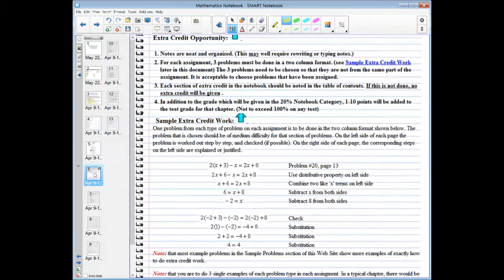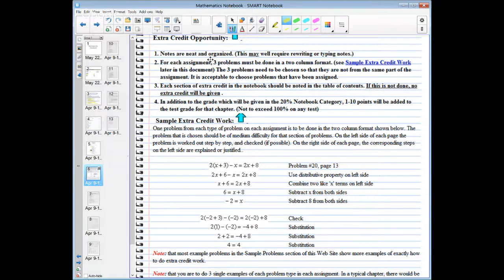Okay, so what I've talked to you about until now is required by everyone. Extra credit, there's an extra credit notebook opportunity. It is optional. It's a way to literally add percentage points onto your test scores. So here you can see what I have for these requirements.